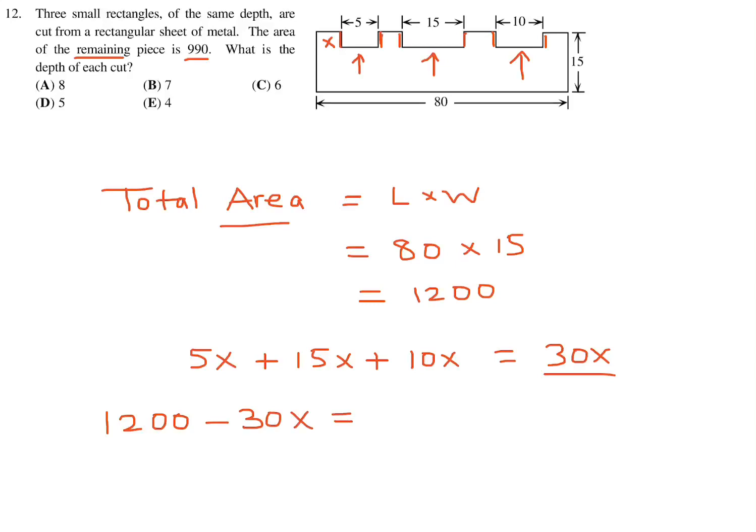So this totals 30x. So the remaining piece is essentially the total area minus 30x, which is 1200 minus 30x, and they have told you that that is equal to 990. So solving for this, you get 210 is equal to 30x, x is equal to 7. And that is essentially what they're asking in the question. What is the depth of each cut? I had chosen x to represent the depth of each cut, and I calculated x to be 7. So the answer is B.